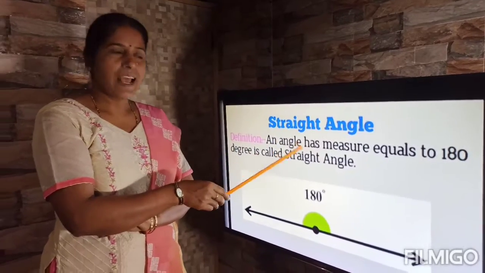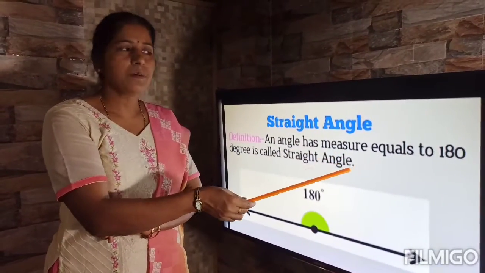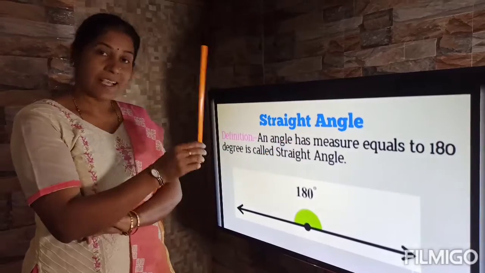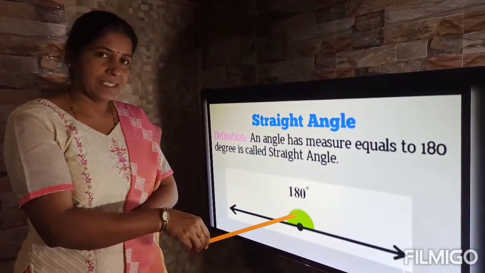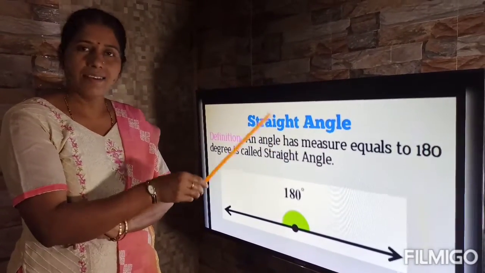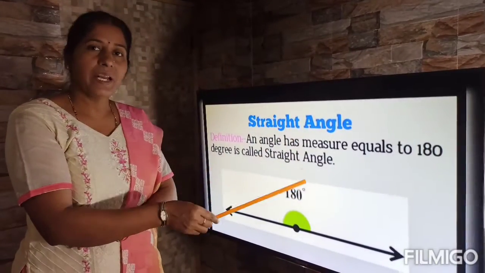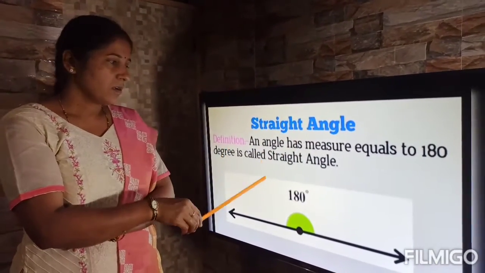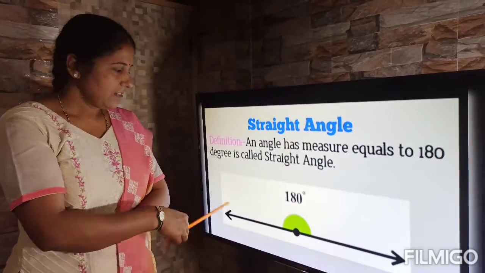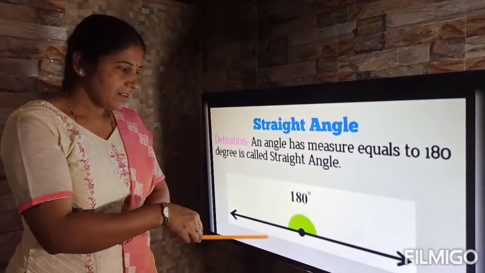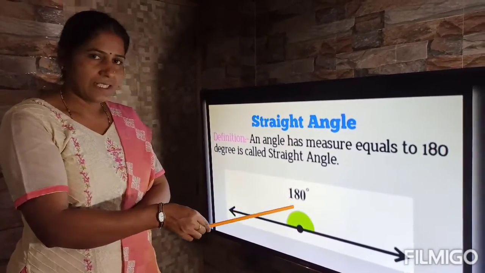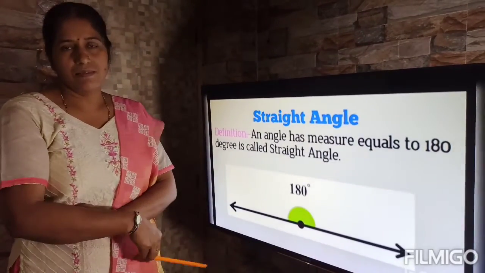Next one is straight angle. Definition: an angle that has a measure exactly equal to 180 degrees is called a straight angle. A straight line has 180 degrees, and that is called a straight angle.